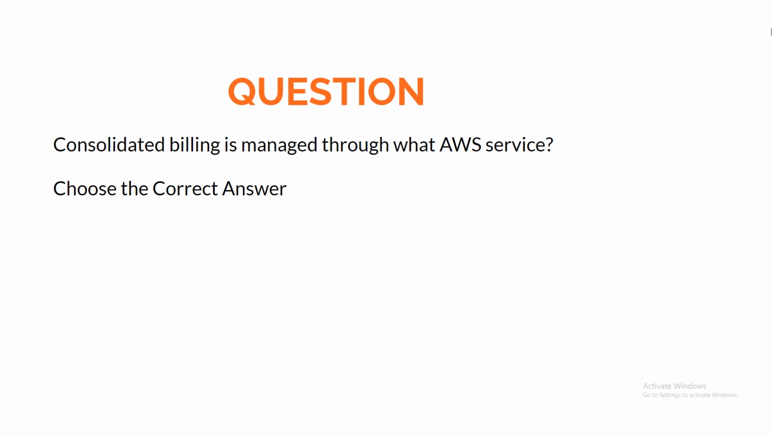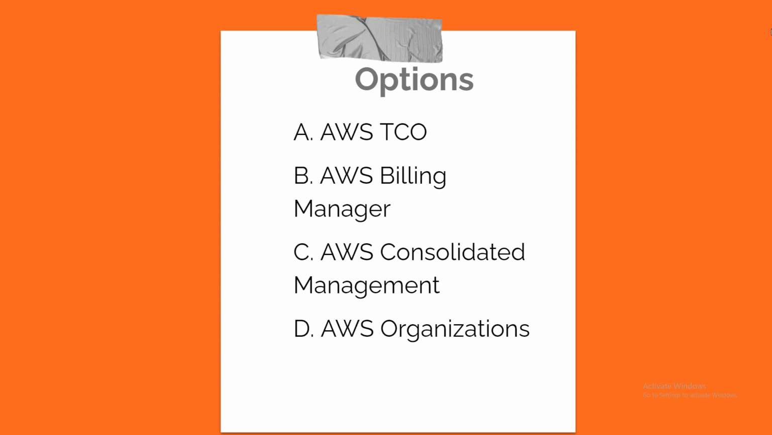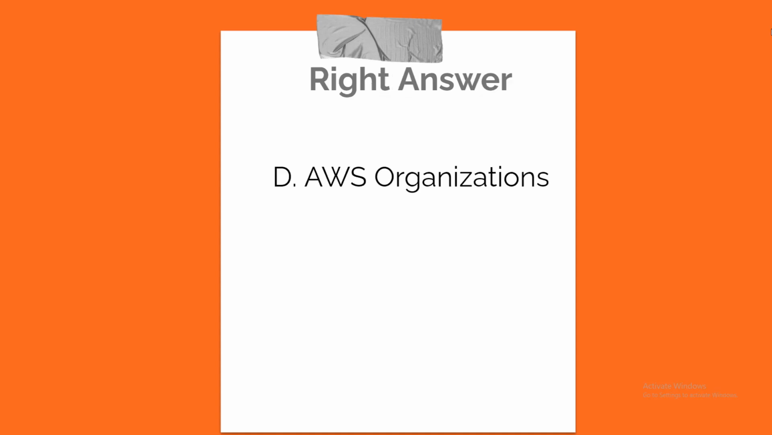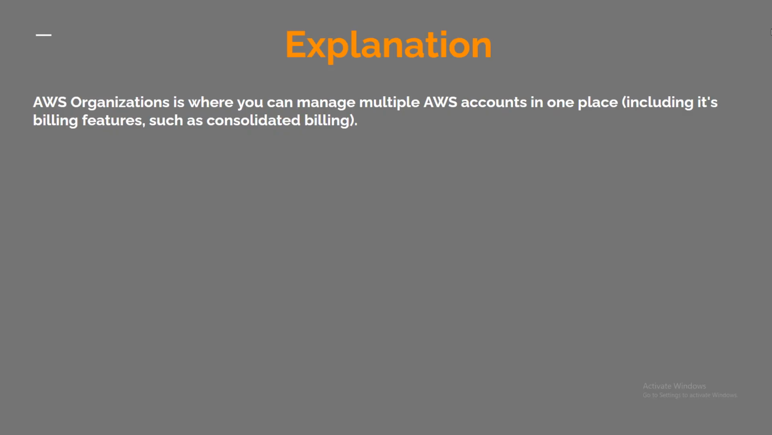Question: consolidated billing is managed through what AWS service? Choose the correct answer. A. AWS TCO. B. AWS Billing Manager. C. AWS Consolidated Management. D. AWS Organizations. Answer: D. AWS Organizations. Explanation: AWS Organizations is where you can manage multiple AWS accounts in one place, including its billing features, such as consolidated billing.